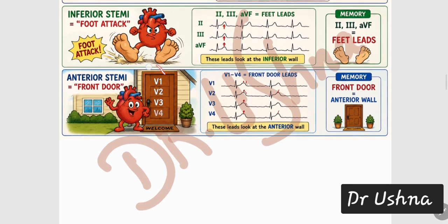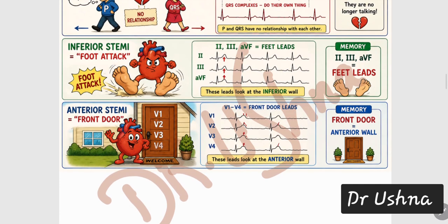When you have a front door, someone knocking at the front door, V1 to V4, you are talking about an anterior wall MI. So front door is always your anterior wall MI, and 2-3 feet is always your inferior wall MI. So these are your ST elevation MIs. Very important for your exam.